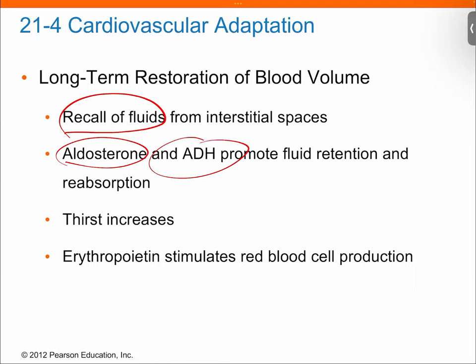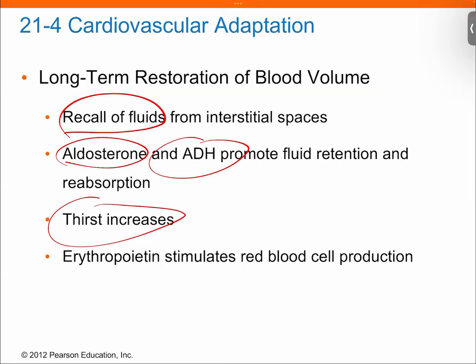Aldosterone and ADH will probably be very active for a very long time, trying to bring in that water. So you're not really going to be urinating hardly at all, because you're going to be keeping every scrap of water you can get a hold of, and you're going to be hanging on to it. You're going to be thirsty as heck, right? You're going to have to replace a lot of fluids.